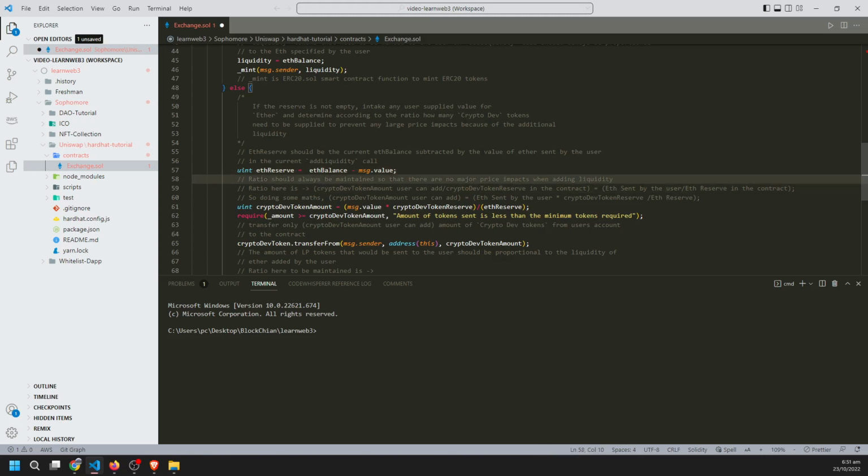The ratio should always be maintained so that there is no major price impact when adding liquidity. The ratio here is the crypto dev token amount the user adds, divided by the crypto dev token reserves in the contract. Okay, here it is.